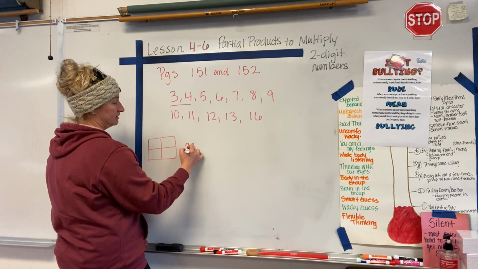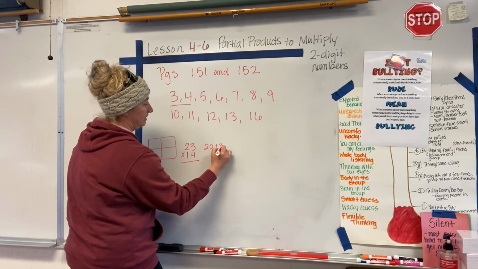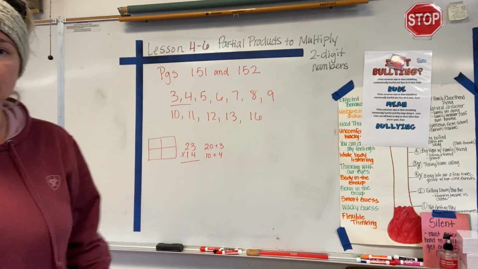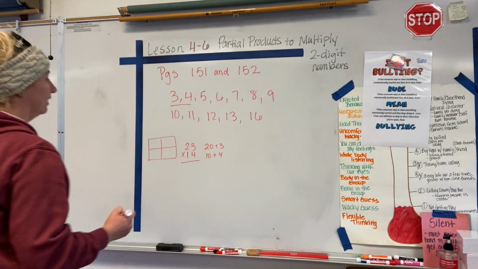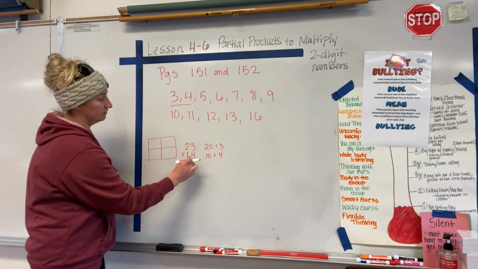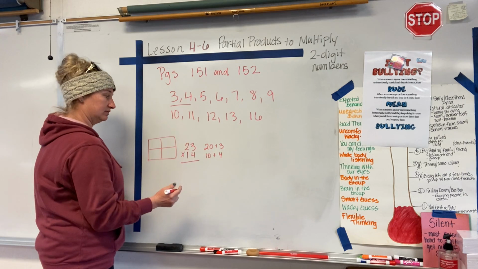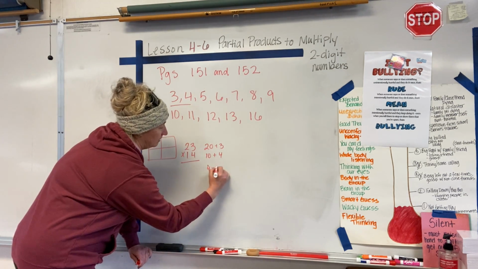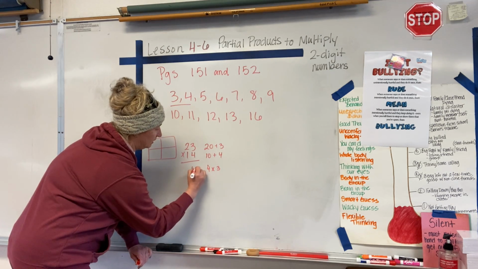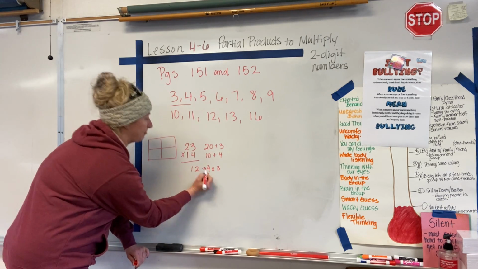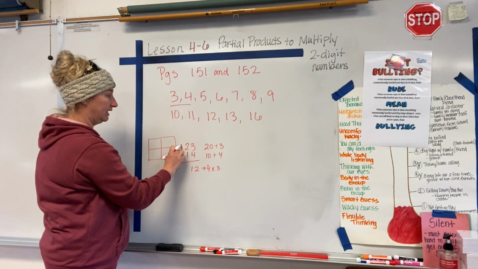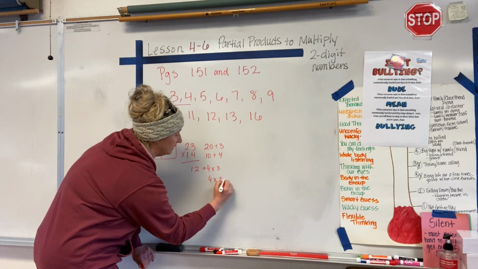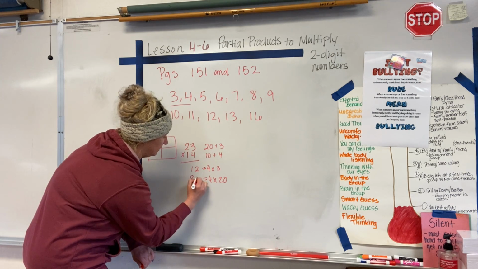Okay, so you remember that 23 is 20 plus 3, 14 is 10 plus 4. Hopefully you guys can see that. Okay, then you'll do 4 times 3 is 12. All right, and 4 times 20, okay, because the 2's in the tens place, 4 times 20 is 80.